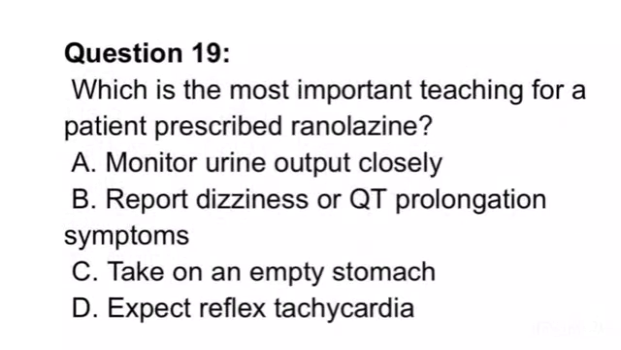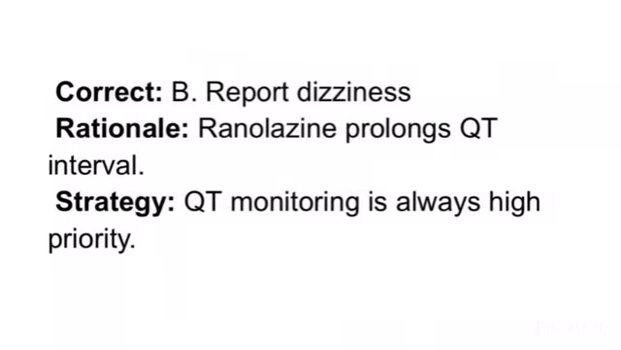Question 19. Which is the most important teaching for a patient prescribed ranolazine? A. Monitor urine output closely. B. Report dizziness or QT prolongation symptoms. C. Take on an empty stomach. D. Expect reflex tachycardia. Correct: B, report dizziness. Rationale: ranolazine prolongs QT interval. Strategy: QT monitoring is always high priority.